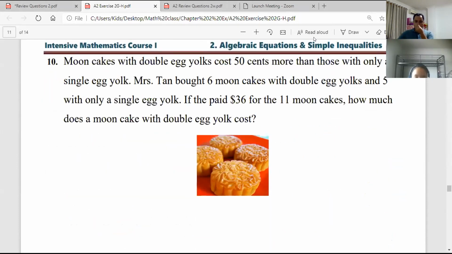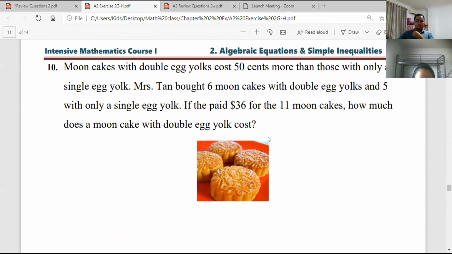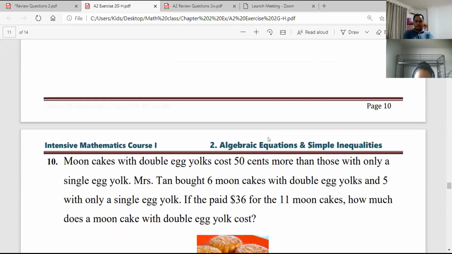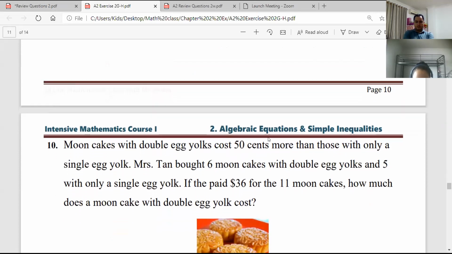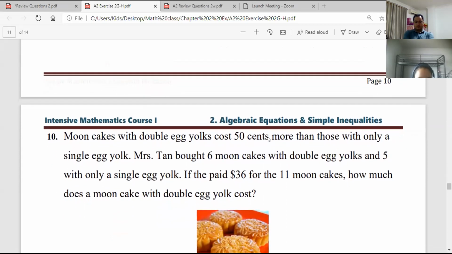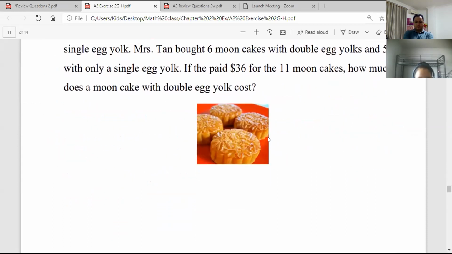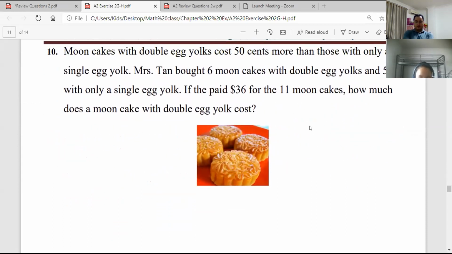Mooncakes with double egg yolks cost 50 cents more than those with only a single egg yolk. Mrs. Tan bought 6 mooncakes with double egg yolks and 5 with only single egg yolks. If she paid $36 for 11 mooncakes, how much does a mooncake with double egg yolk cost? Okay, good.